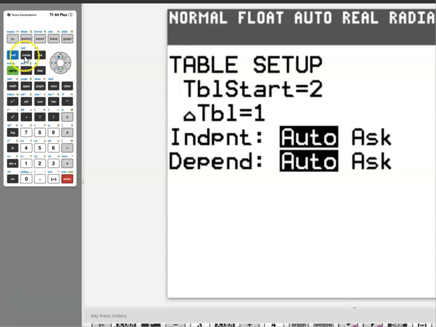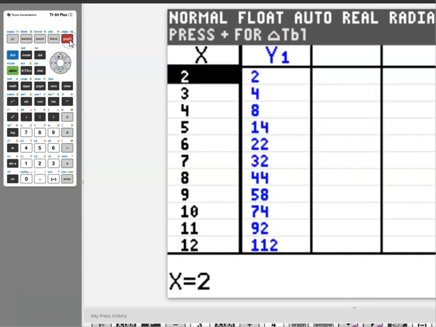Okay, tell it you want the table again. Where's table? Look up here. It's above graph, so I'm going to hit second, graph, and now my table starts at 2. Okay, so we have several different things that we've discovered here. Okay, let's do another equation. So I'm turning over to number 9 now that you've gone and seen this one time.